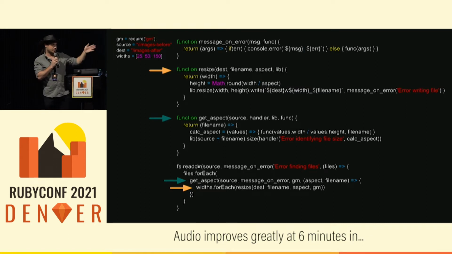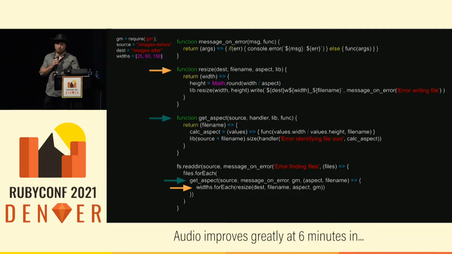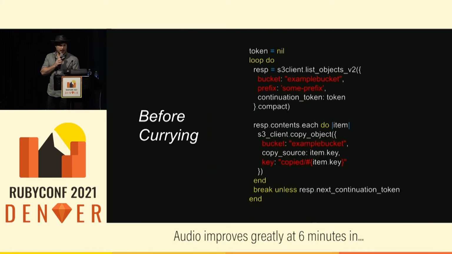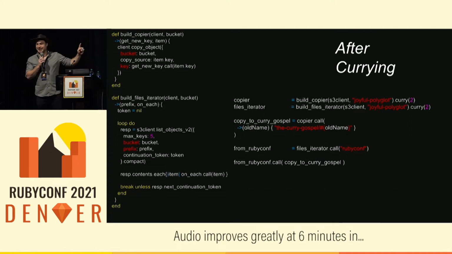All of my code blocks are named, right? Read the directory for each file, get the aspect ratio for each width, resize. Much more legible than before. So now for the Ruby example that you're all here for. So this is before currying. We're going to move a bunch of objects from one location to another in S3. Now, ironically, when I curry it, it gets a lot bigger.